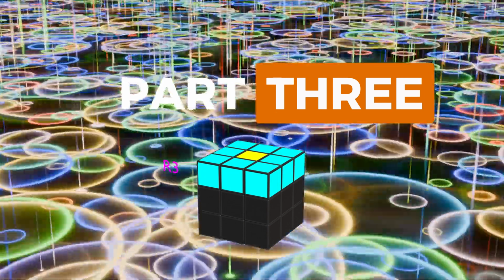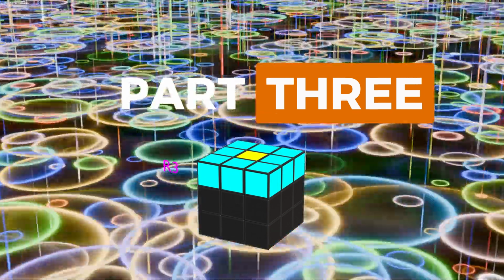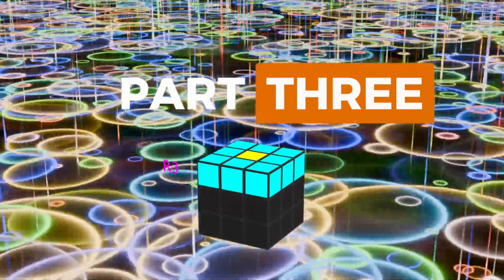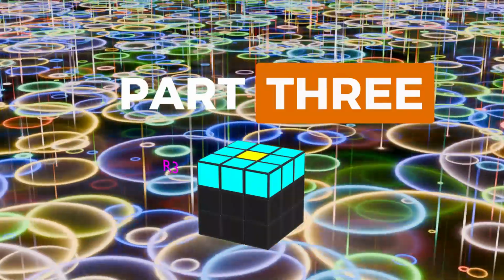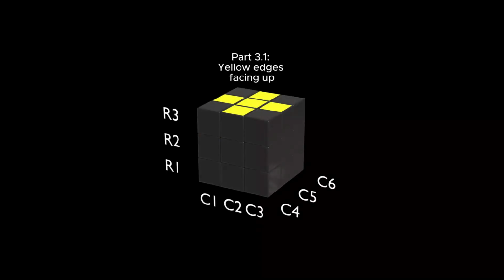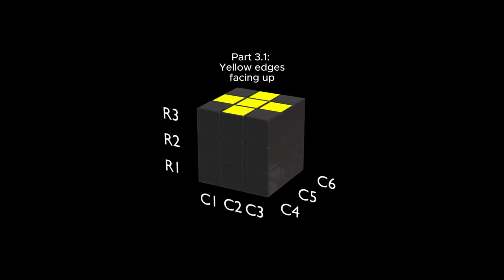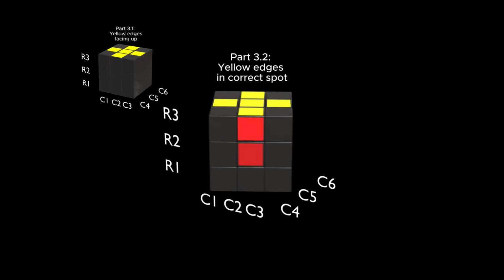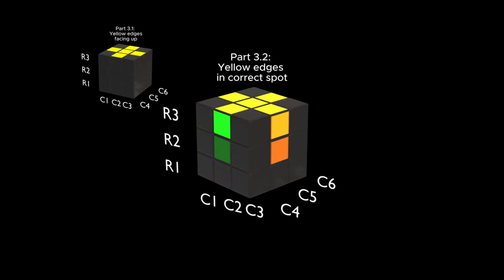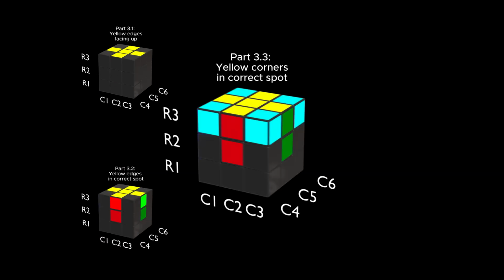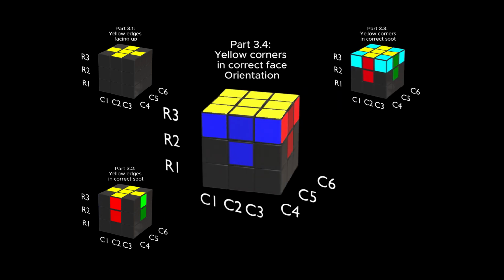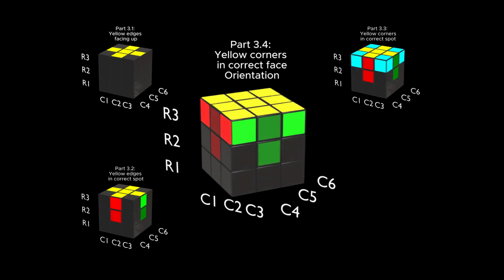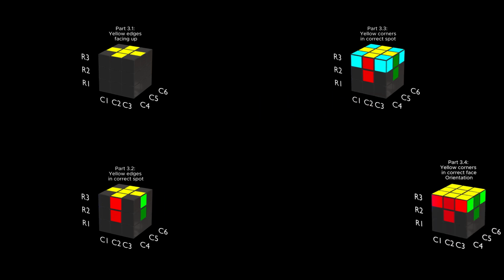Welcome to part 3, the final row of the Rubik's Cube 3 by 3 by 3. We are going to subdivide this part into four subparts. Part 3.1, resolving the directional alignment of the edge cubelets. Part 3.2, correct the position of edge cubelets. Part 3.3, position the corner cubelets in the correct spot. Part 3.4, resolve the facing orientation of corner cubelets.